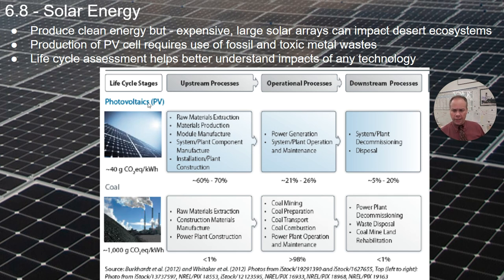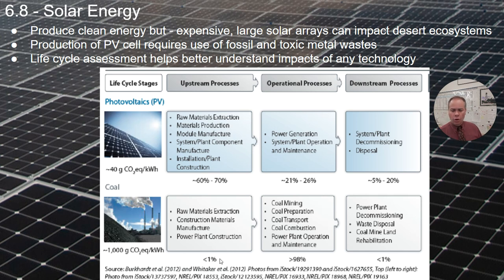Okay, we can look at the beginning, the upstream processes. This is actually building the PV cell or building the coal power plant. And we can see that that's where most of the emissions are for photovoltaics. That's where most of the energy in photovoltaics is expended, in the actual production and in the installation of these solar panels. If we look at coal, this is relatively low. Building of the power plant, construction materials, represents a relatively low percent of the carbon that's being released.